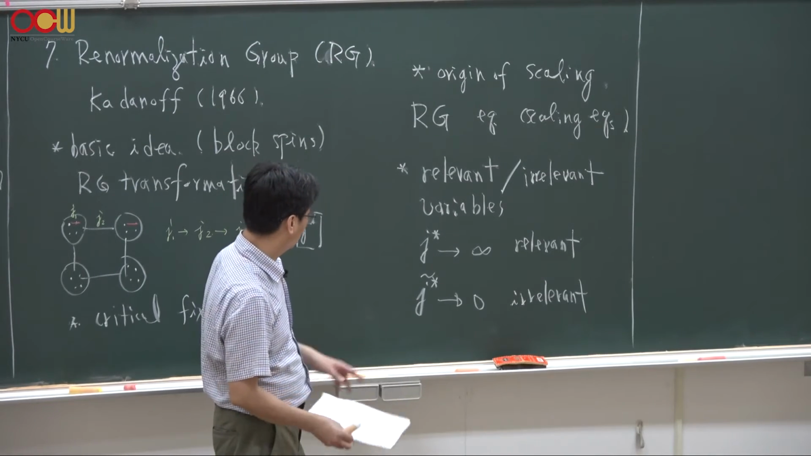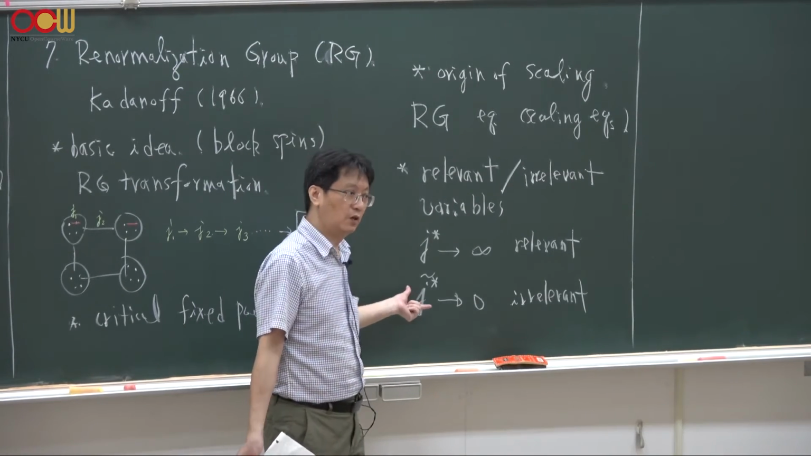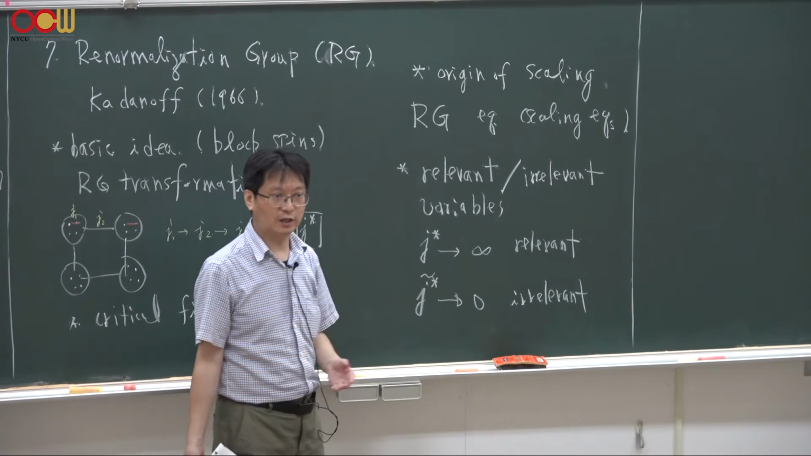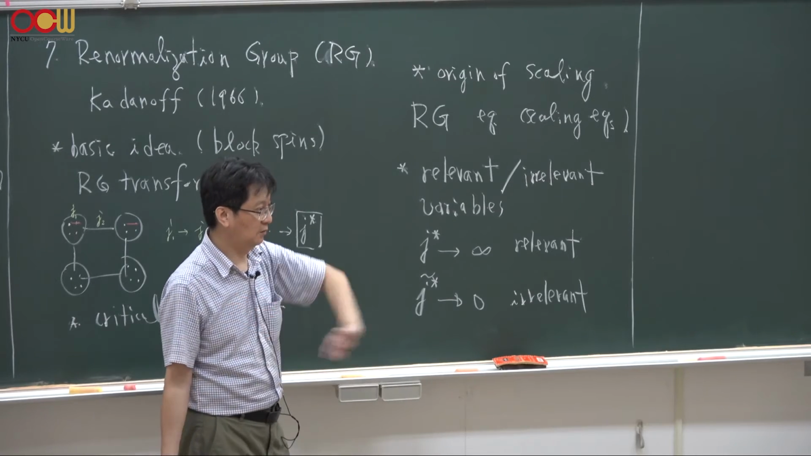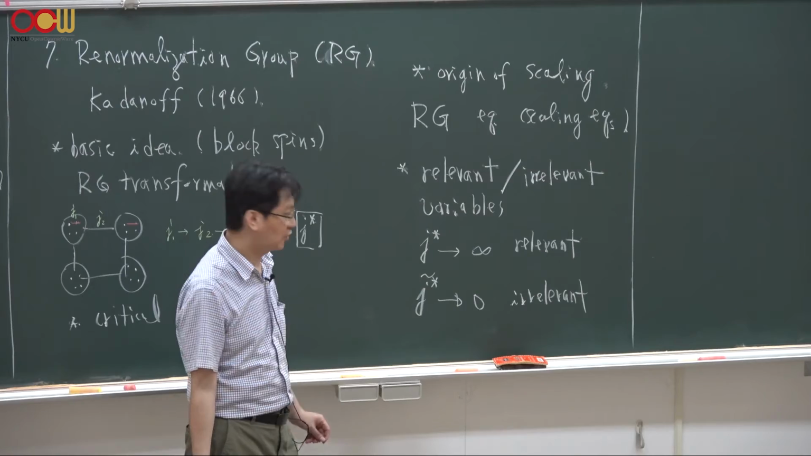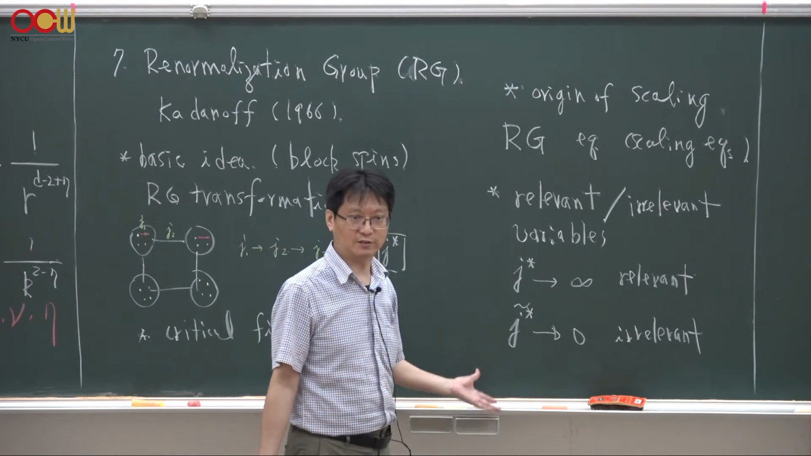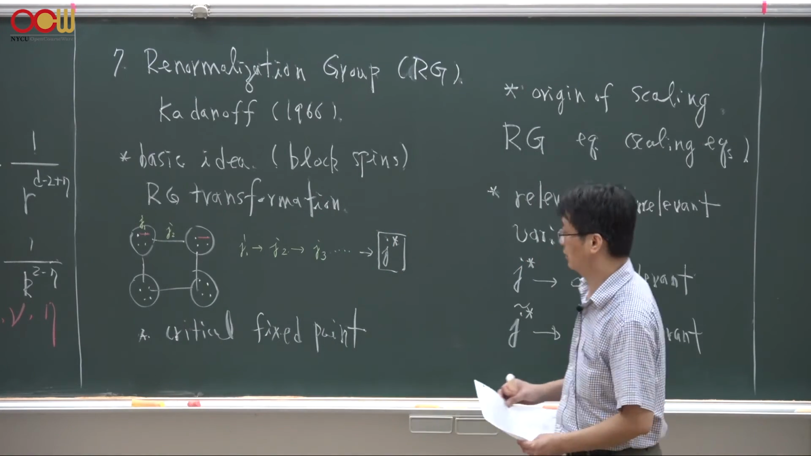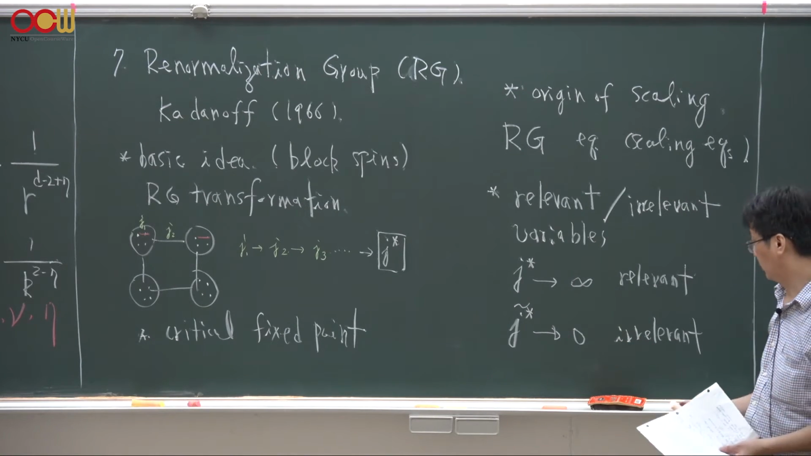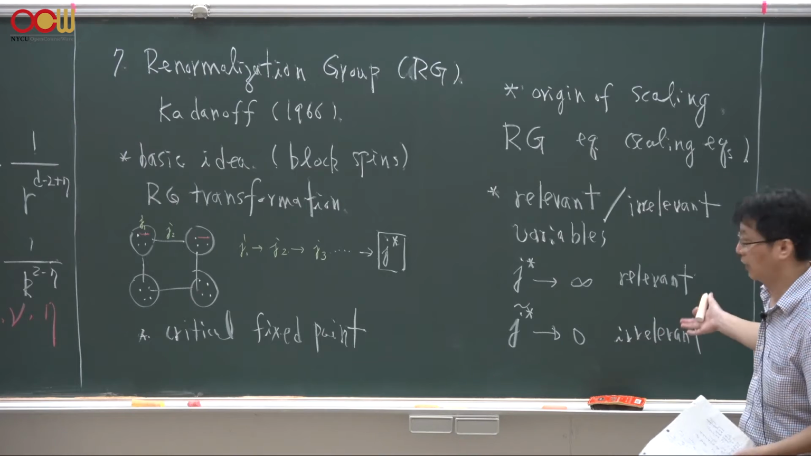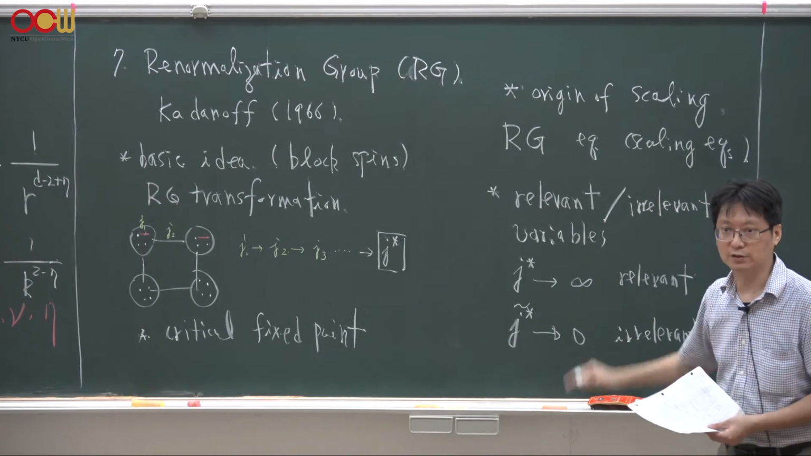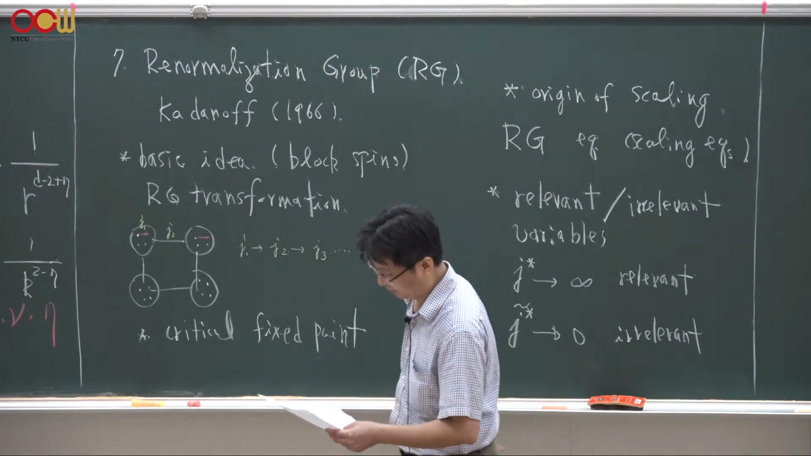And likewise, if the variable is flowing to 0 or almost vanishingly small, which tells us that it is irrelevant, we could simply forget about these parameters from our consideration. So it doesn't matter as far as this critical phenomenon is concerned, even though it exists in our Hamiltonian, because near the transition it is irrelevant. So whether the variables are relevant or irrelevant is very important when we talk about this critical behavior.